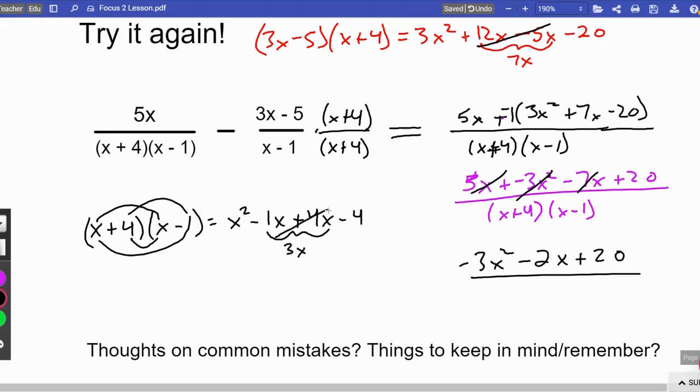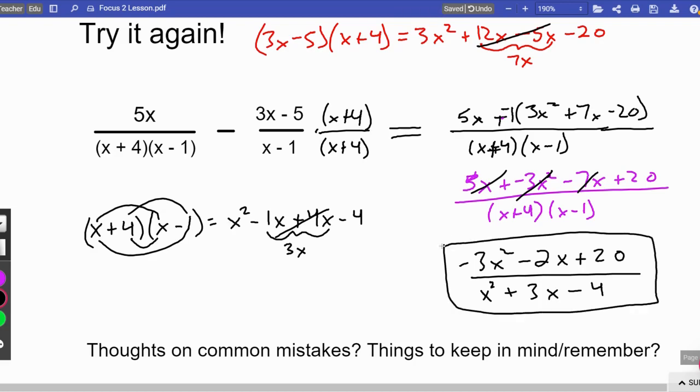So we have the denominator now FOILed out. It's x squared plus 3x minus 4. And then this is the final answer. It took a lot longer to do because I'm explaining every single step. Once you get the hang of it, it's just the same routine over and over again.